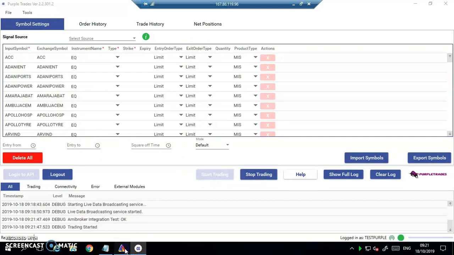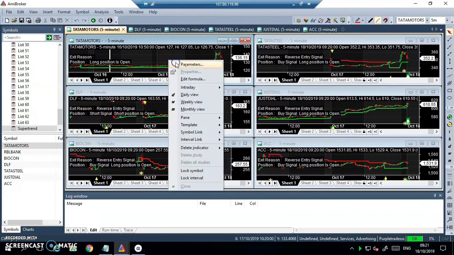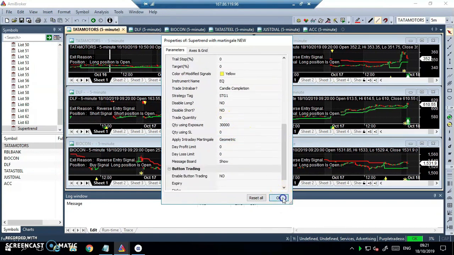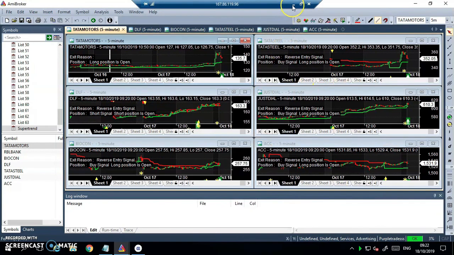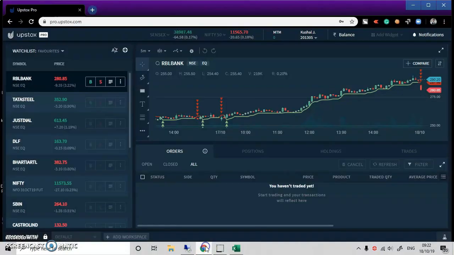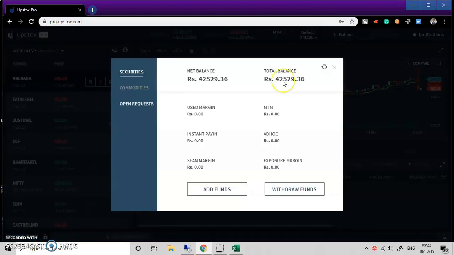And the parameters again, I will put 30,000 rupees itself because I want to stick to the 30,000 rupees. I'm more comfortable with that. So till market opens, I have already logged in into my Upstox account, and you can see that because of my yesterday's profit, now my balance reads 42,529 rupees.